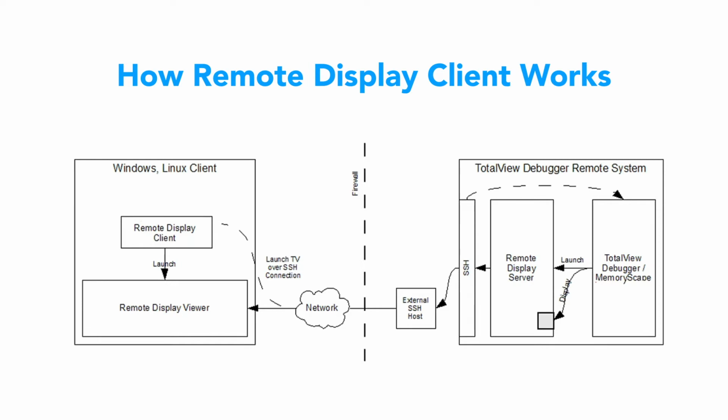The server can run on all systems that TotalView supports. For example, you can run the client on a Windows system and set up a viewer environment on a Linux 64-bit machine. And lastly, the Remote Display Client viewer is a remote desktop window that appears on the client system. All interactions between this window and the system running TotalView are handled by the server.